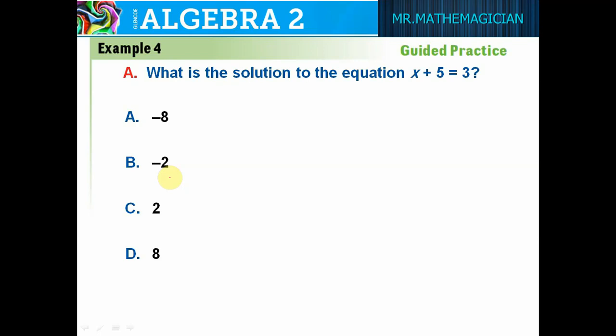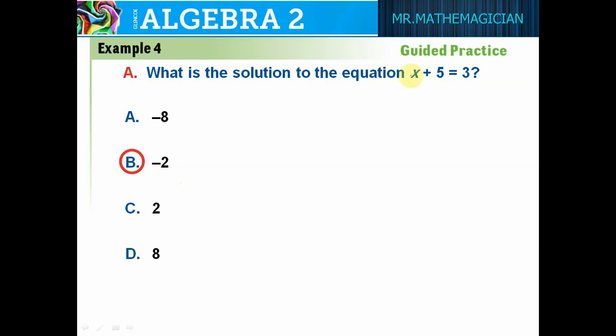Now it's your turn to answer. Pause the video and try to solve. Choose whether A, B, C or D. What is the solution of the equation x plus 5 equals 3? Very easy for everyone. Yes, it must be negative 2.